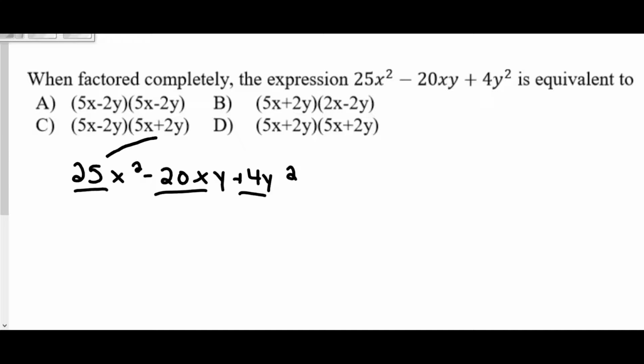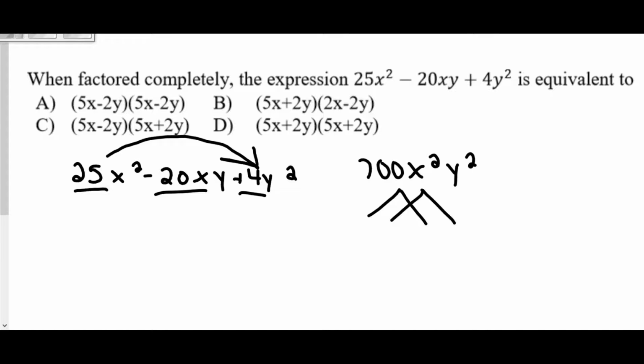I'm going to take my first term and multiply it by my last term. And when I do that, I get 100 x squared y squared. So then we want to find two numbers that multiply to 100 and add to negative 20. So the two numbers that add to negative 20xy are negative 10xy plus negative 10xy, and that multiplies to positive 100x squared y squared. So we found our magic number, and now we're just going to substitute it.